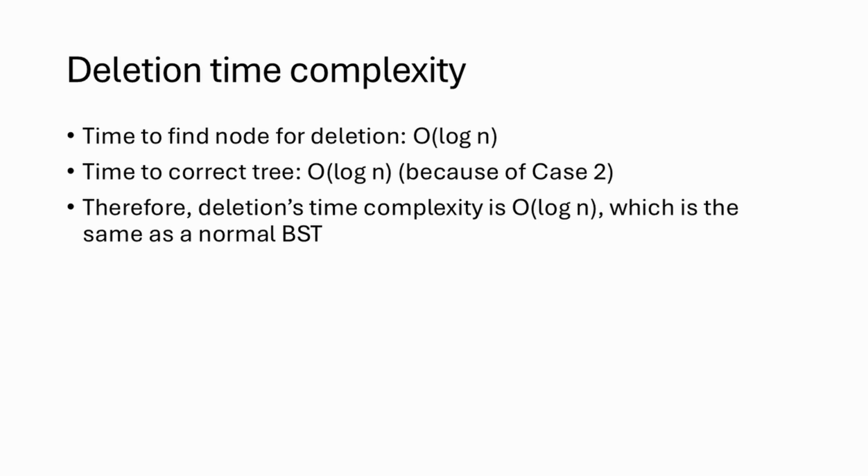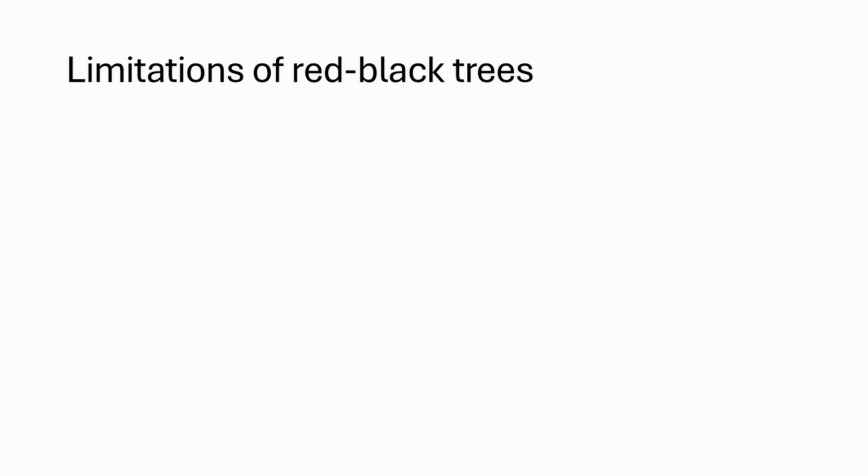Just like insertion, the worst case time complexity is in the order of O(log n), because the time to find the node to delete is in the order of log n, and the time to actually delete the node can take up to time O(log n). So that is how a red-black tree functions.